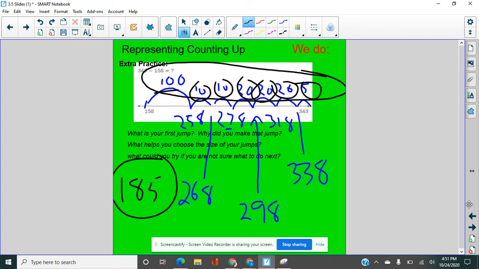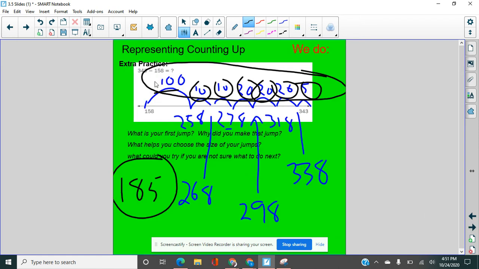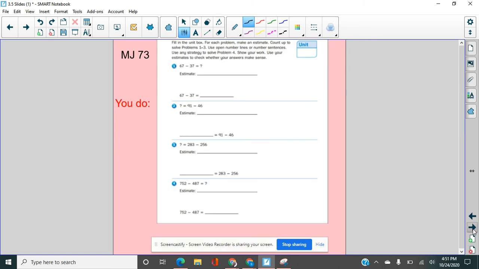So when we just have the tens place, like we did here, right, it's a little more simple. When we're dealing with the hundreds, we might need to do a jump up 100 or maybe 200 or more, right? Okay, that is what we are working on today.